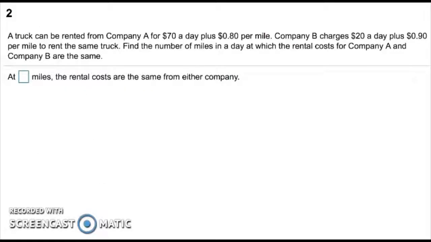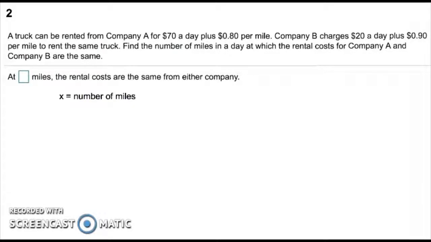Number 2. A truck can be rented from Company A for $70 a day plus 80 cents per mile. Company B charges $20 a day plus 90 cents per mile to rent the same truck. Find the number of miles in a day at which the rental costs for Company A and B are the same. First, we need to establish what we're looking for, which is number of miles. So x is going to be the number of miles.